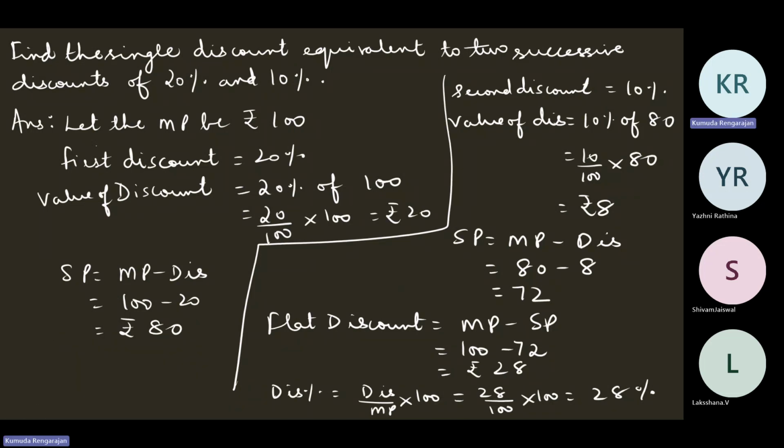So now you can see here. Let the MP be 100. First discount is 20%. So the value of that first discount will be 20% off 100. That discount is on the mark price. So 20% means 20 by 100, off means into, and this 100. So that works to 20 rupees. So on 100 rupees, he's giving you 20 rupees discount. So what's the selling price? Mark price minus discount. 100 minus 20, 80 rupees. So you're happy, you're paying him only 80 rupees.